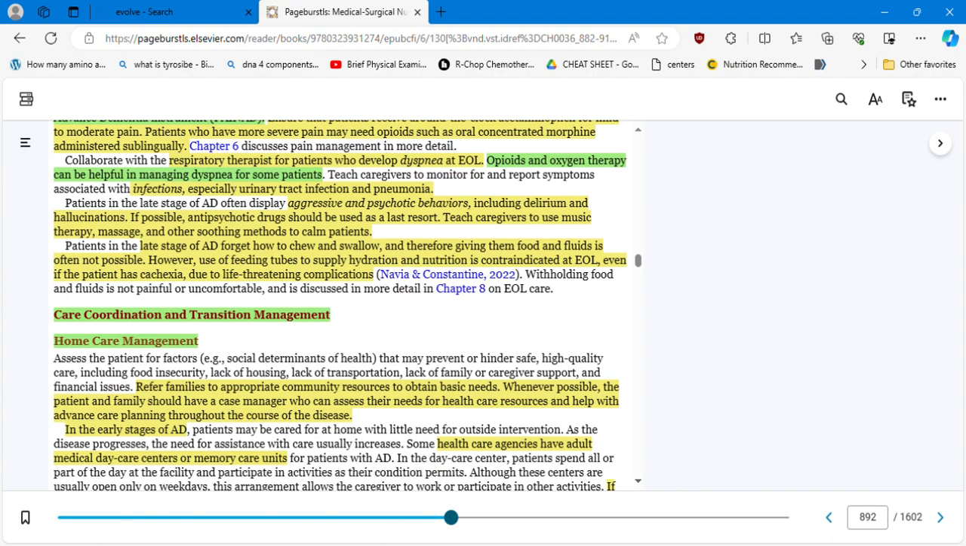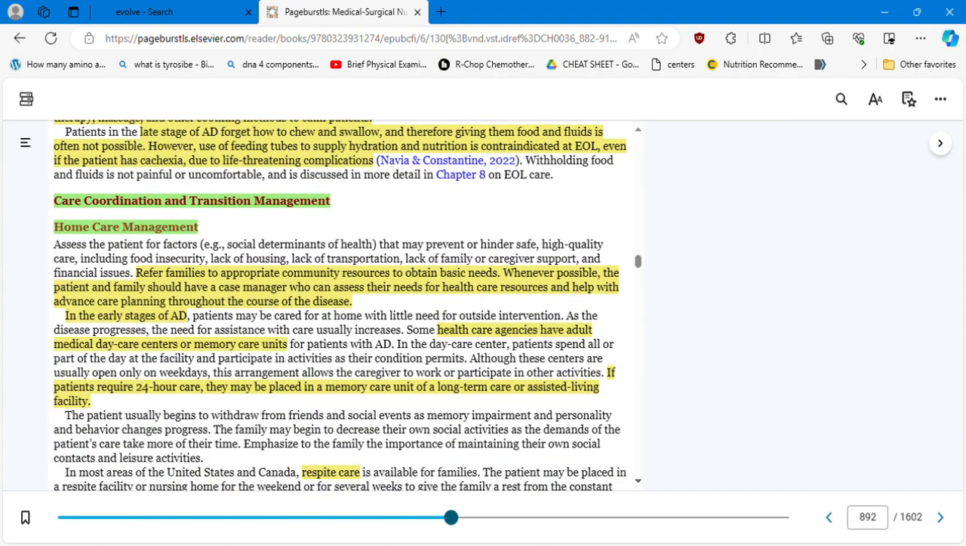In the late stage of AD, they forget how to chew and swallow, and this is the sad part of this disease, and therefore giving them food and fluids is often not possible. However, use of feeding tubes to supply hydration and nutrition is contraindicated at end of life, even if the patient has cachexia due to life-threatening complications. And this part is very sad because the family members are going to ask you why you are not giving food or fluids to my family member, even through the IV, right? And you have to let them know and let them understand what the reasons are.